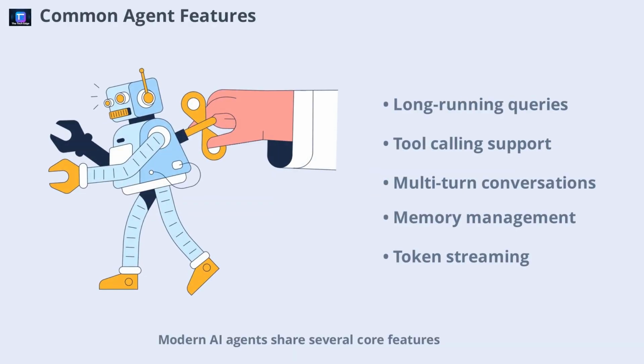Modern AI agents share several core features. They handle long-running queries, support tool calling, manage multi-turn conversations, maintain memory, and stream tokens. Previously, developers had to reinvent the wheel to make these features work in the front end. AGUI changes that by offering a standardized, event-driven approach for real-time, bidirectional communication between your agent and the app. This works regardless of the underlying transport method, whether it's SSE, WebSockets, or webhooks. AGUI bridges the final gap between intelligent agents and intuitive user experiences.